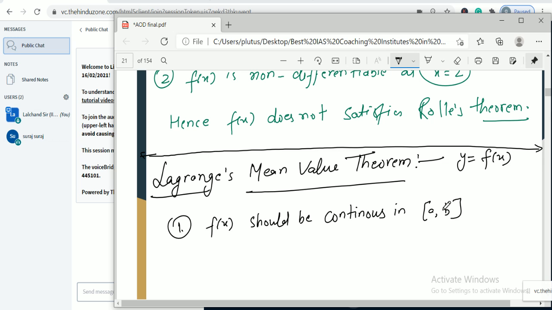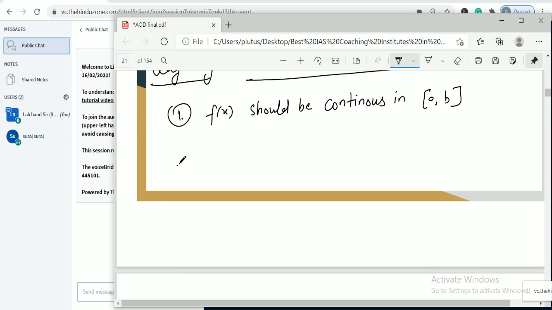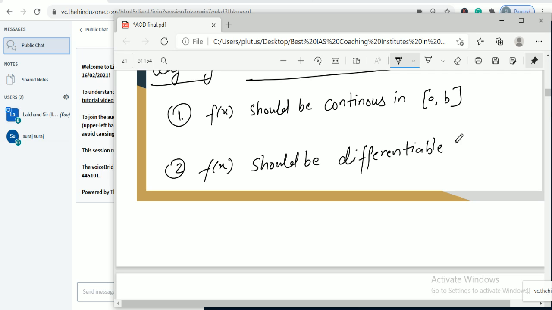The second condition is also the same. f(x) should be differentiable in the open interval (a, b). Okay, this is the condition for LMVT.